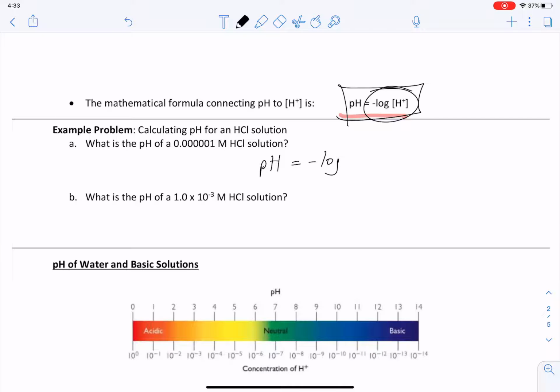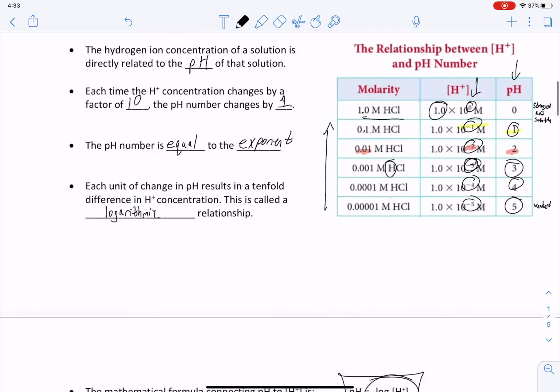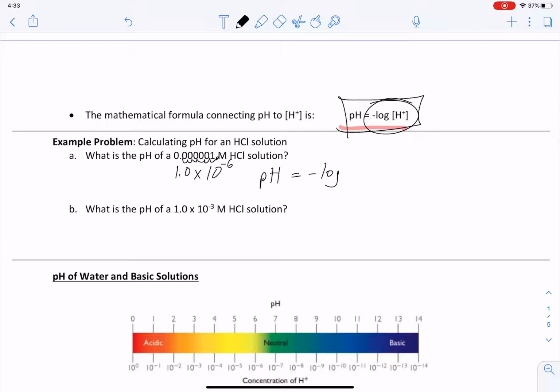And we want to rewrite this in scientific notation. So why don't we do 1.0 times 10 to the, let's see, 1, 2, 3, 4, 5, 6. So that moves over negative 6 times. So we can say pH equals negative log of 1 times 10 to the negative 6. Okay. If we plug that into our calculator, we would get that the pH is going to equal 6.